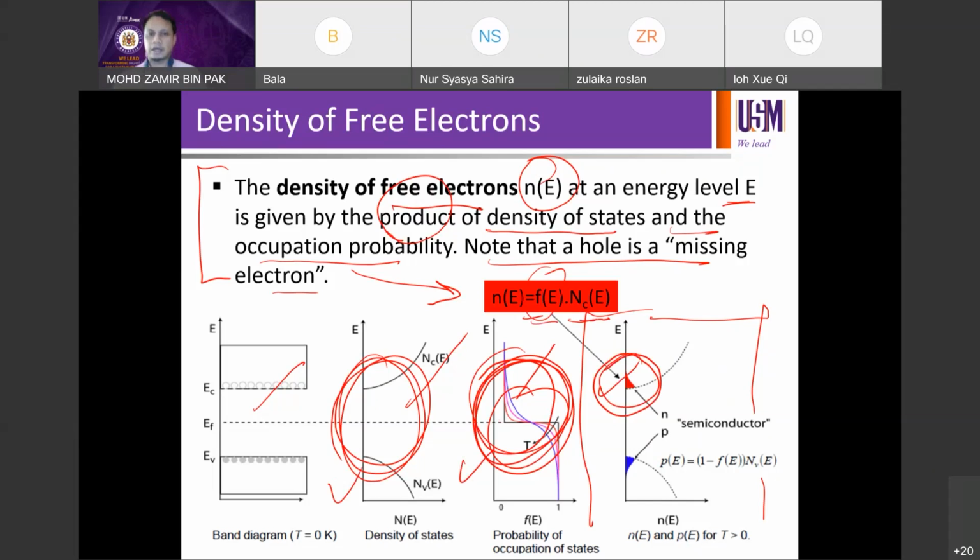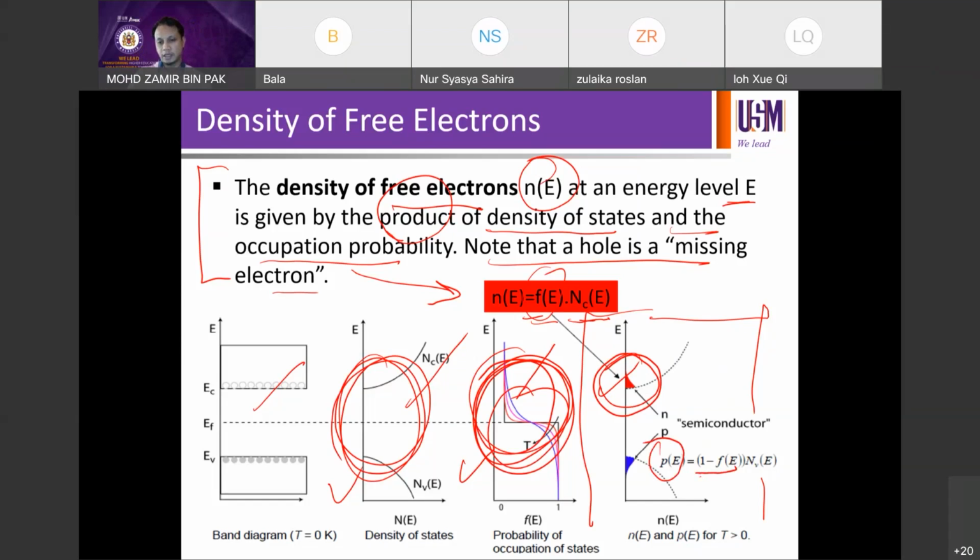Okay. So on the other hand, if you are asked to calculate the density of free holes, you have to use the very same equation, but now your N(E) becomes P(E), density of free holes, and the probability of occupation for holes becomes 1 minus F(E), because F(E) is the probability of occupation of electrons, right? So if we discussed the other day, if your F(E) is 0.4, then your 1 minus F(E) will be 0.6, and so on and so forth. You subtract, yeah, because probability ranges from 0 to 1.